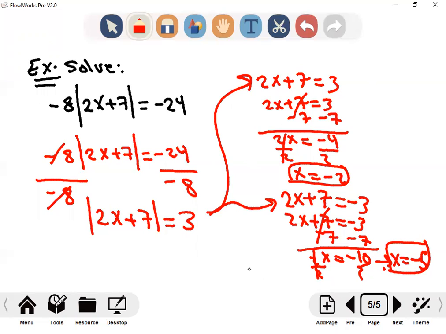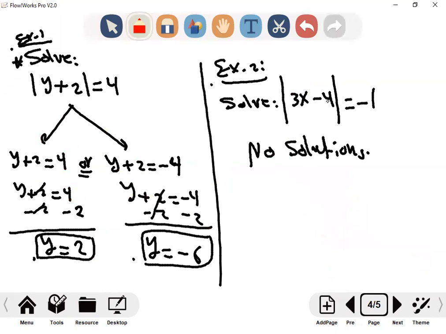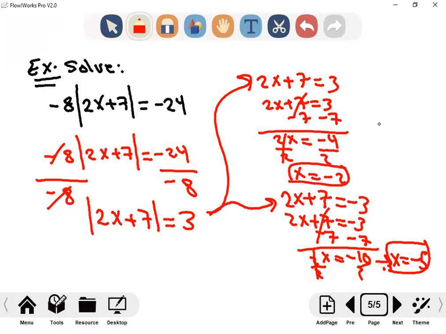Alone means nothing around it. Here the absolute value, is it alone in this side? It has -8. But here, the absolute value has nothing with it, and it's equal negative, so it's no solution. Done. Copy it.